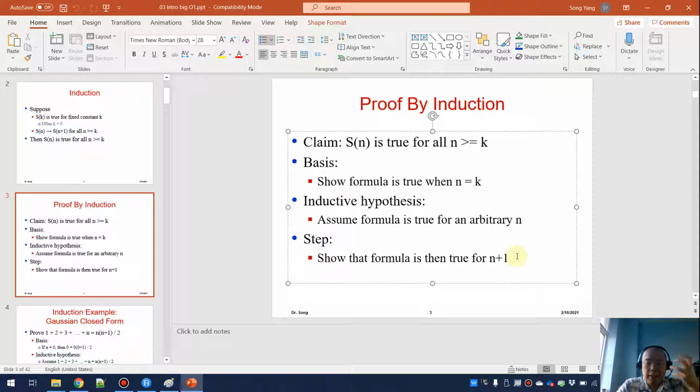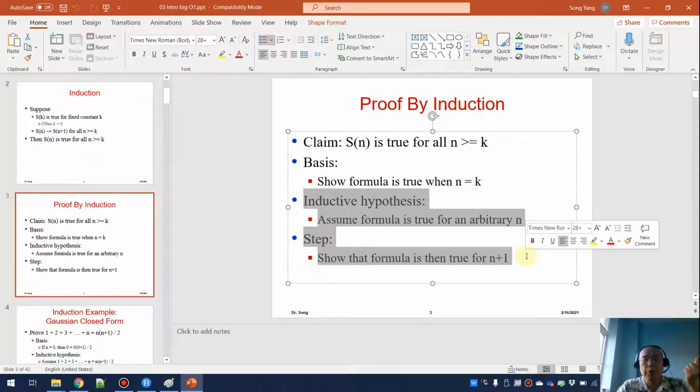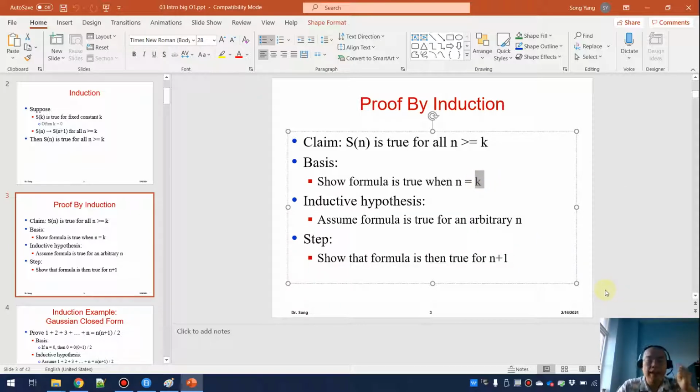The idea is, starting from k, it is true. Combining the last two steps, if it is true for n, then for n plus 1 it is also true. So if we start from the k value, for k it is true, and then for k plus 1, it is also true. Because for k plus 1 it is true, if we increase by 1 again, so k plus 2, it is also true. Then we can go on and on, and we can prove that it will be true for all the values of n greater than k. Okay, so let me show you the example.